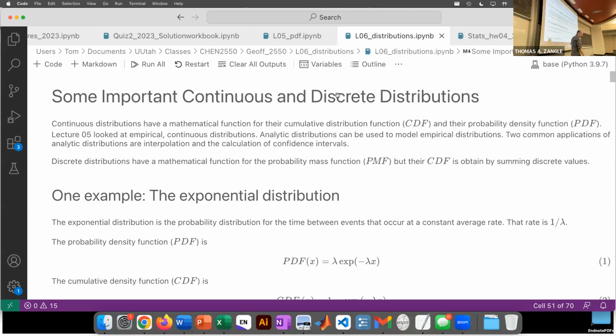Now we're going to look at some analytical solutions. One note here is this statement: analytic distributions can be used to model empirical distributions. One reason we might want to do this is that we then have a continuous distribution that we can use to make estimates over any range that we would like. Two common applications are interpolation, so filling in for data that we maybe haven't measured yet, and calculation of confidence intervals, which is going to bring us back to this idea of what the CDF is.